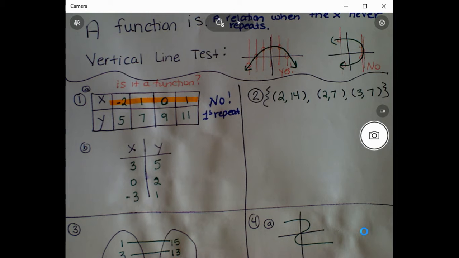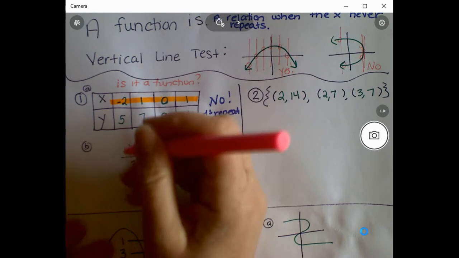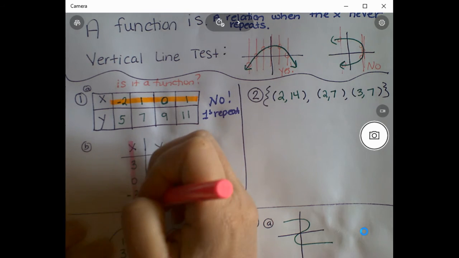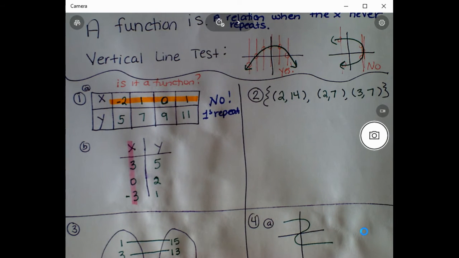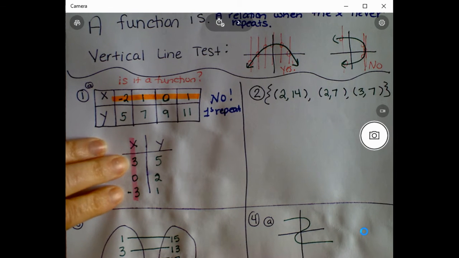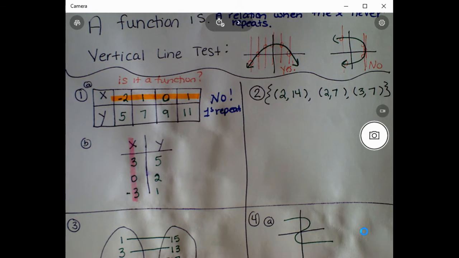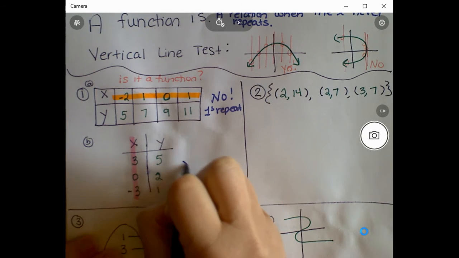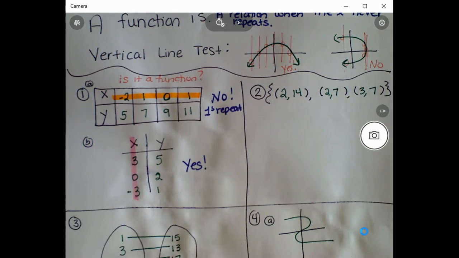All right, let's look at the next one down. Example B. Again, we're only looking at the domain, the x's, and we're looking to see if there are any repeats. Well, we have 3 and -3, but those are not the same number. They're different. And so since there are no repeats, yes, this is a function. There are no repeating x's in the domain.